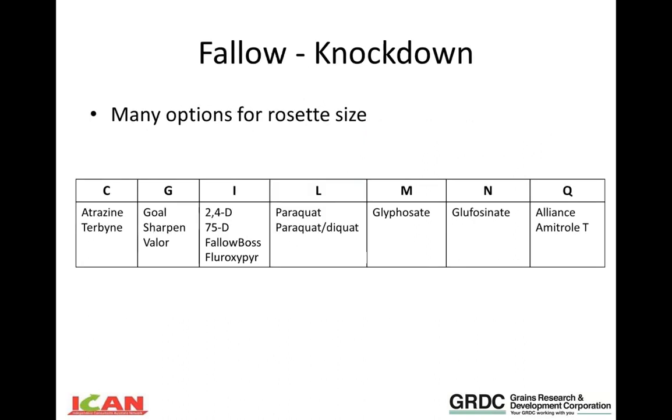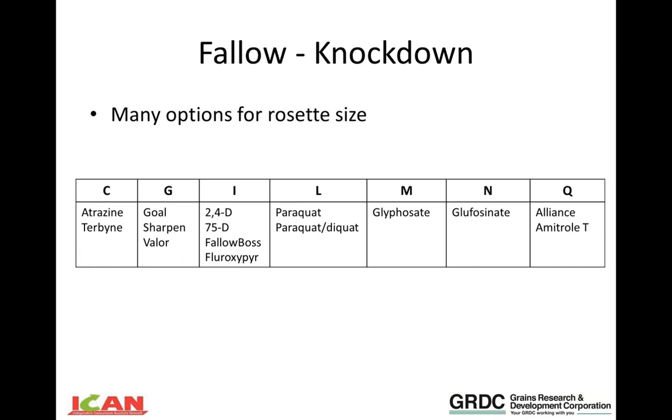Okay, now fallow options. There are many registrations for use in fallows for common sowthistle. An important thing in terms of targeting sowthistle in fallow is to target it when it's at the rosette size. As with many weed species, once the weed starts to get larger, a lot of these knockdown treatments reduce in their efficacy. So it's definitely important to spray when small.